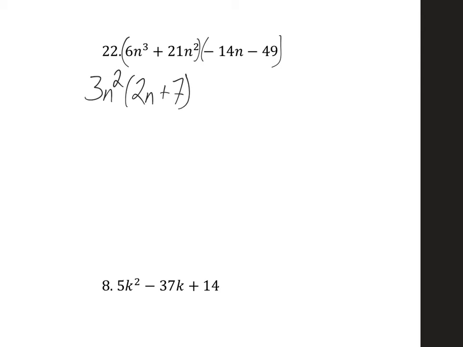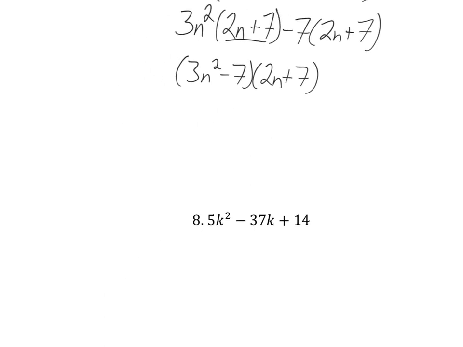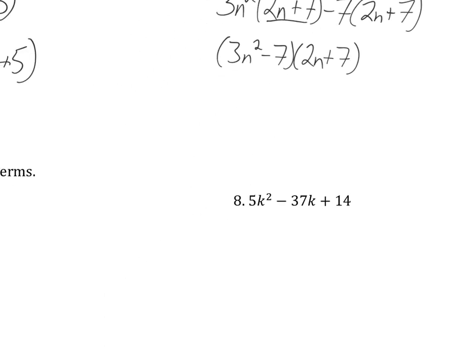Now I want to make the second half look like this right here. So 14, how do I make negative 14 look like a positive 2? I'm going to pull out a negative 7. So that leaves me with 2n plus 7. So my final answer is 3n squared minus 7 and 2n plus 7. Perfect. Okay. Now let's go ahead and go on to the next part.